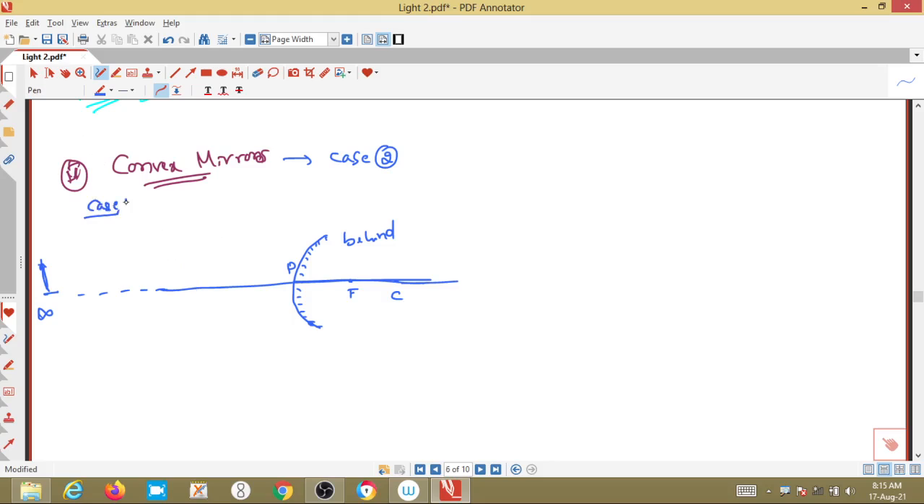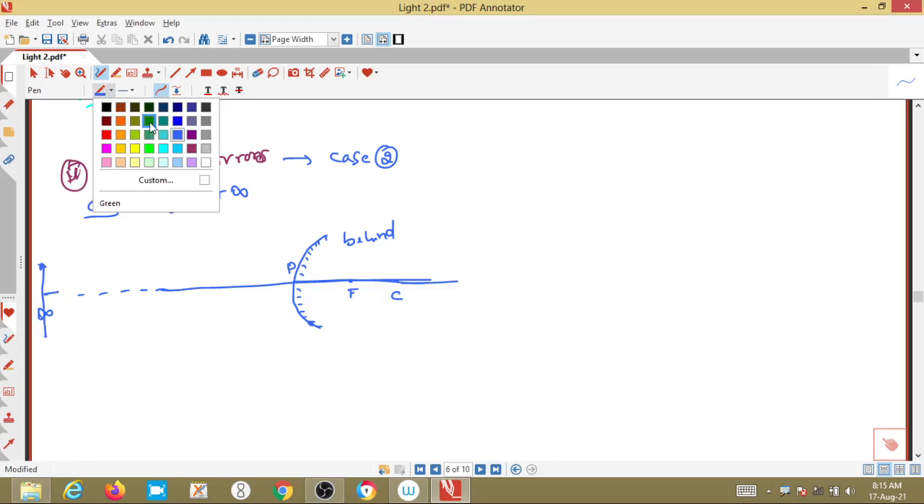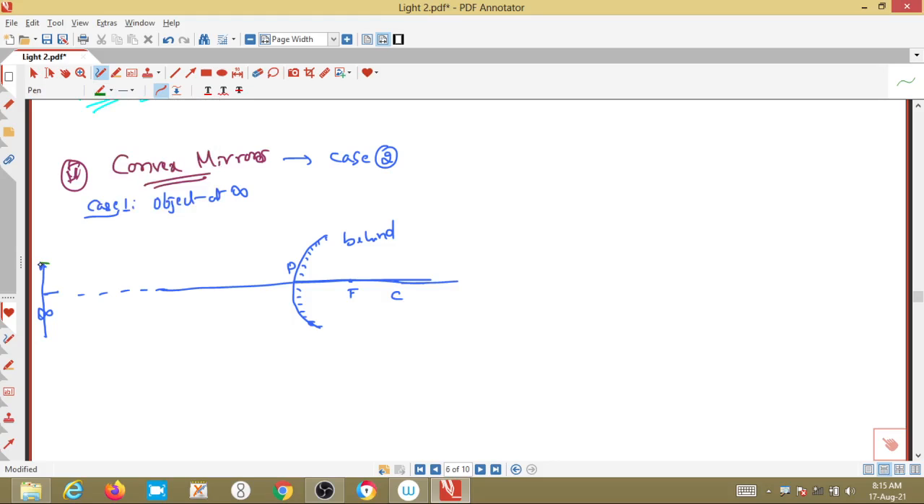We'll see case number 1, when the object is placed at infinity, that is, the object is here. Now how will the image be formed? Take a ray diagram. Take the incident ray, the first ray which is coming parallel to the principal axis, and the second ray which is also parallel to the principal axis. These are the incident rays.